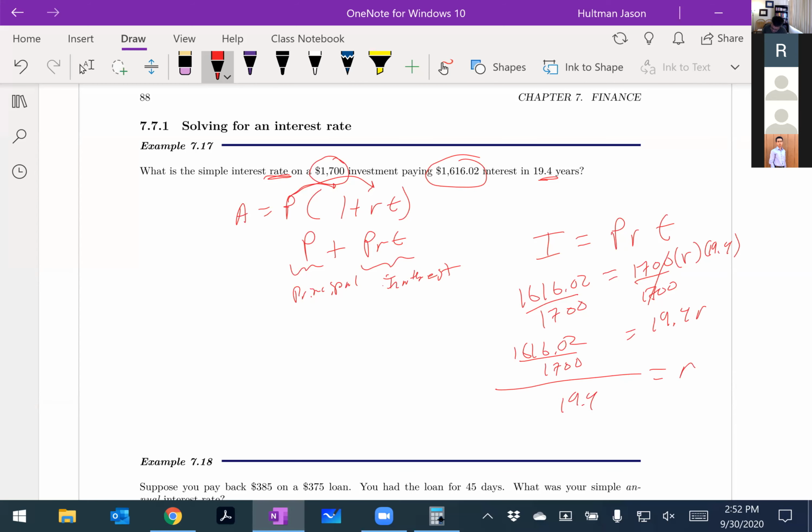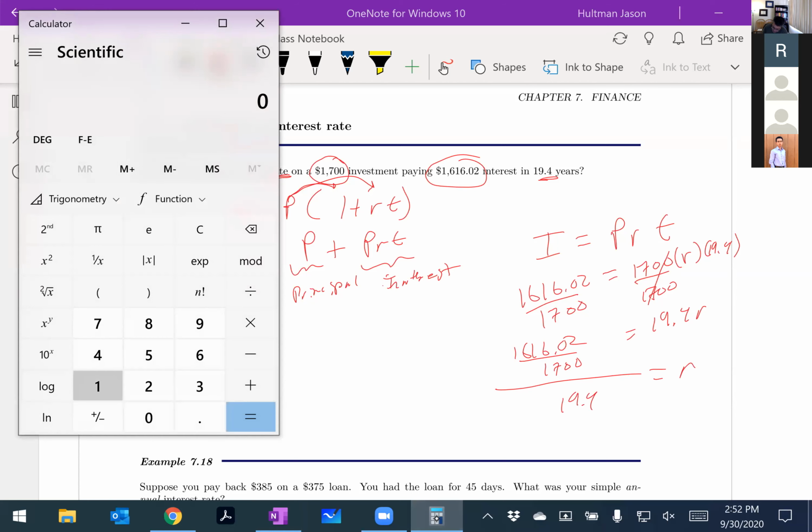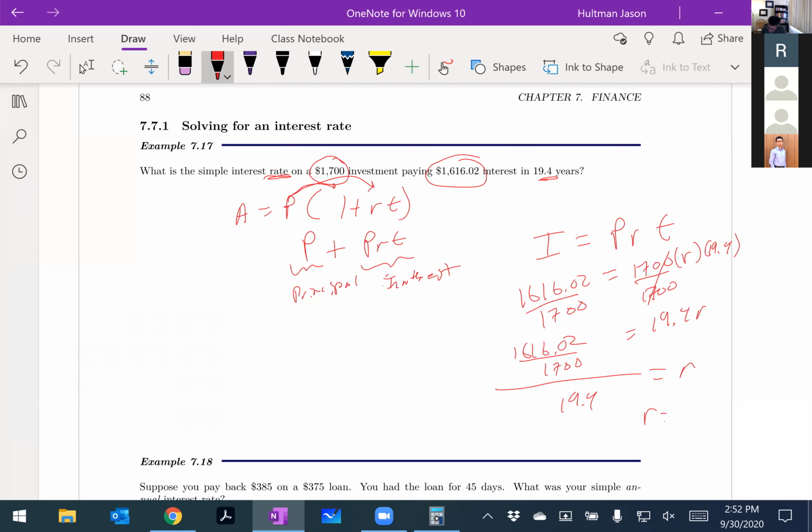Okay, so here's how I do this one. I do it in stages. I'm going to go 1616.02 divided by 1700, and hit equals. Boom, gives me that. Then I'm going to divide this by 19.4. And it says R is equal to 0.049, which is 4.9% interest. I'll call that the APR, annual percentage rate, for the simple interest there.